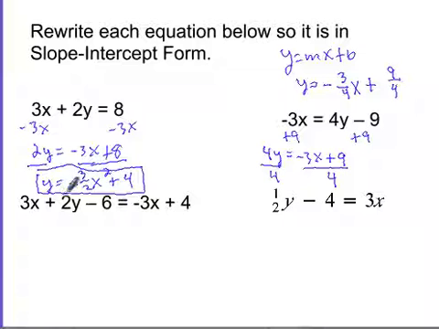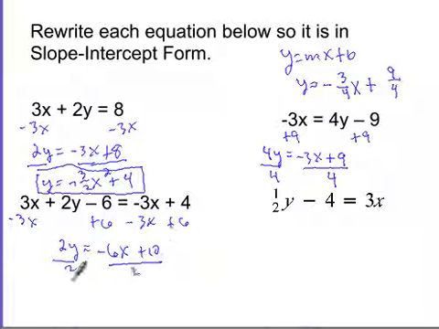All right, we've got a few steps on this one. Well, I want to get y by itself, so let's subtract 3x and then add 6. That gets the term with the y in it all by itself. So we're going to have 2y equals negative 6x plus 10. Divide by 2. So we would have y equals negative 3x plus 5. I like it. Okay?